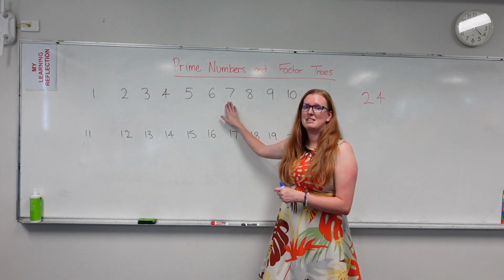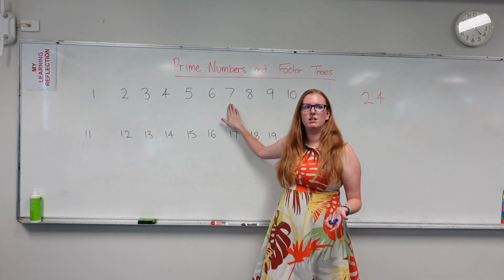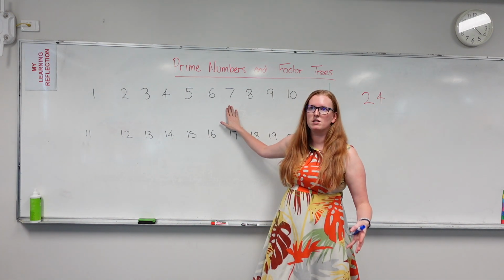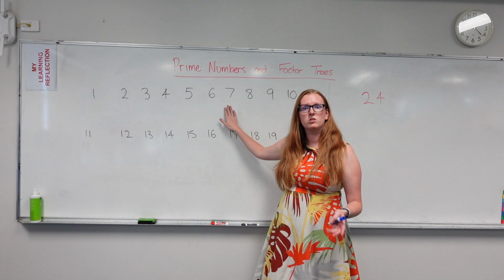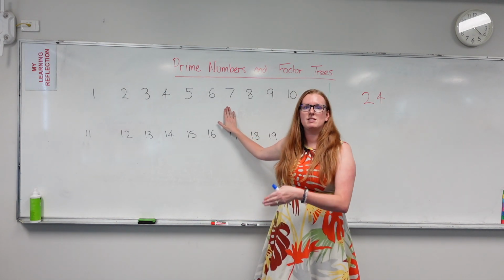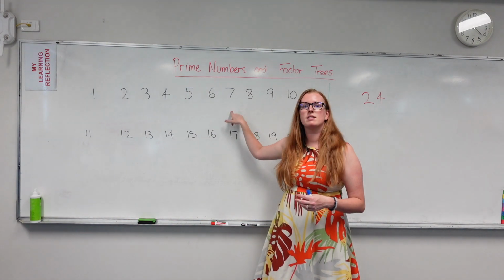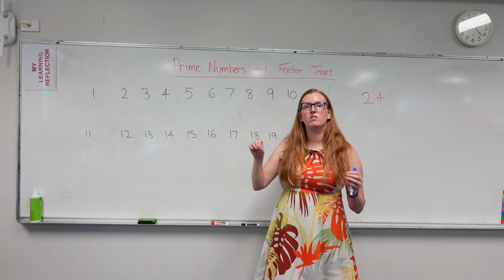So for example, the number 7. There are no numbers that multiply to make up the number 7. I can't go 2 times anything gives me 7, or 3 times anything, or 4 times anything. The only way I can get 7 by multiplying is 1 times 7. So it's only the number 1 times the number itself. So that makes the number 7 prime, okay, because it doesn't have any other factors.